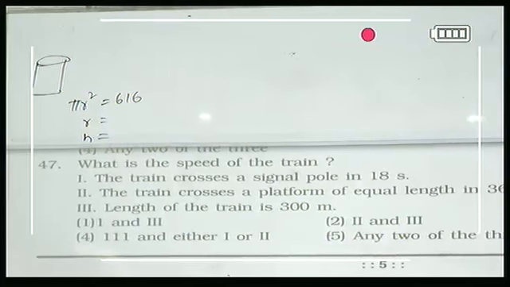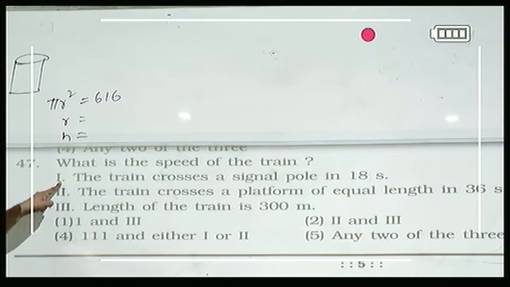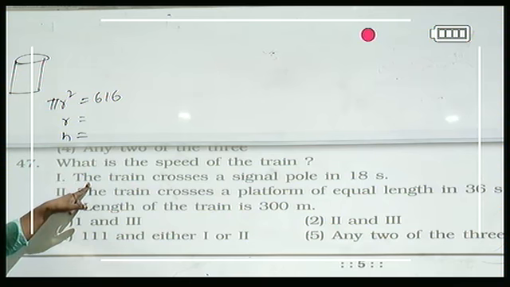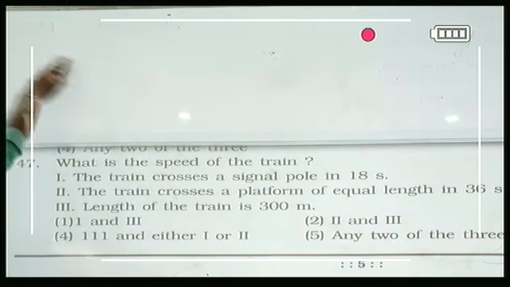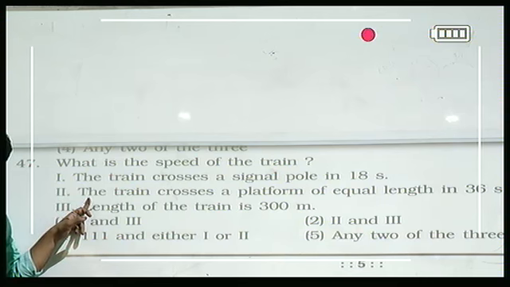47. What is the speed of the train? The train crosses a signal pole in 18 seconds. From this, will you get the answer? What is required? The length of the train is required. So 1 alone is not sufficient. Next, 2 alone. What is the second one? The train crosses a platform of equal length in 36 seconds. Will you get the answer from only 2?